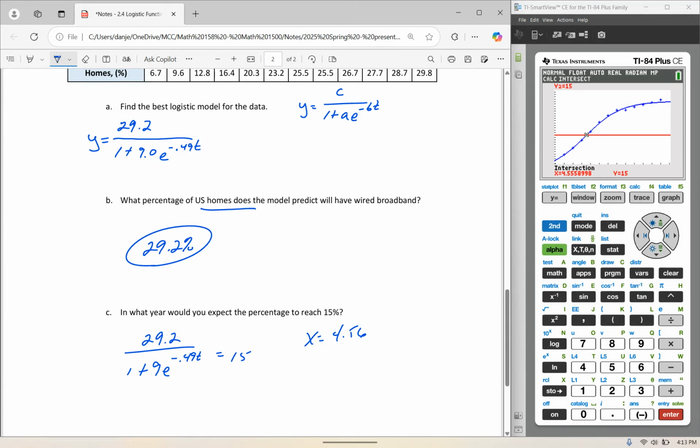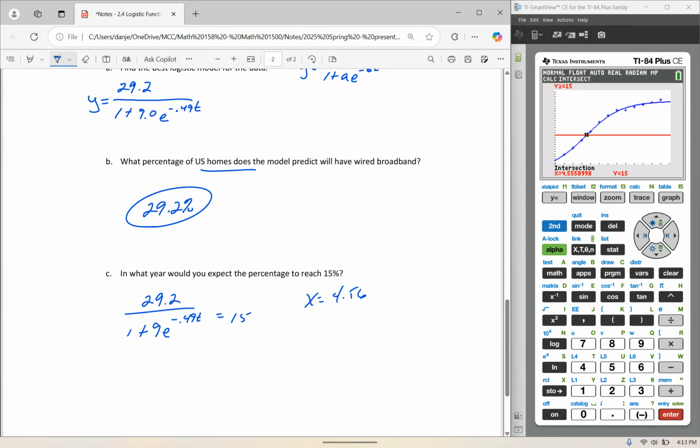Now, x is the number of years after 2000. 4.56 years after 2000 is 2004.56. It's half a year after the end of 2004. That's going to be the year 2005. So I would expect sometime during 2005 that the percentage will reach 15%. Okay, so there's a quick look at logistic functions.